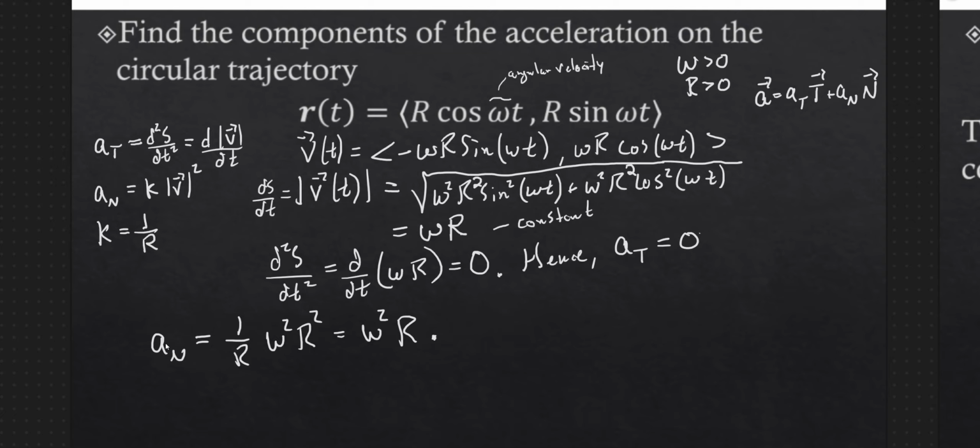There are the components of the acceleration on the circular trajectory. So we can say acceleration, the whole vector of acceleration, is 0 along the curve plus omega squared r along the principal unit normal vector.